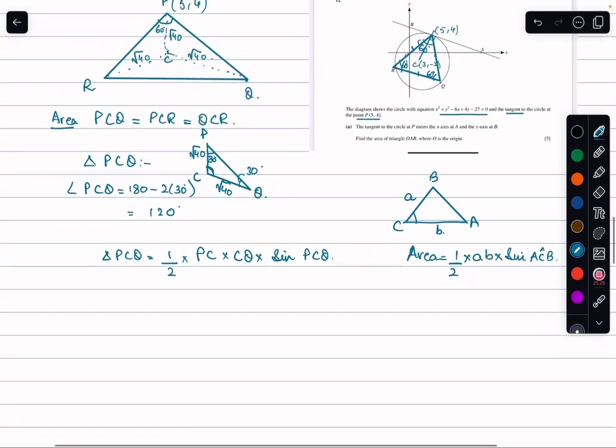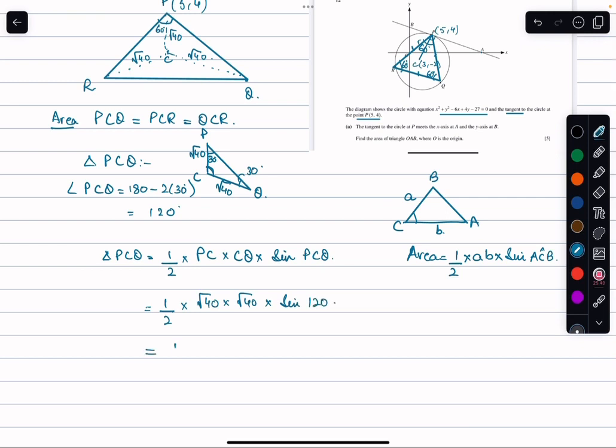So I have CQ, I have PC, both are the radii here. So I can say that the area is going to be 1 by 2 into under root 40 into under root 40 into sine of 120 degrees. So this can be equal to 1 by 2 into 40, and sine of 120 is going to be under root 3 divided by 2. So my answer is going to be 10 under root 3.